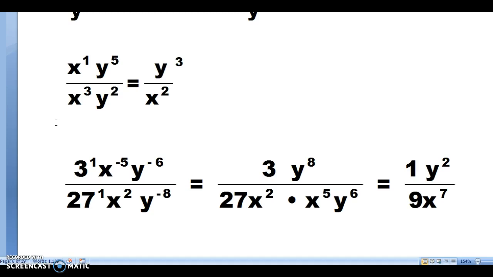The other way that we can do this problem is to subtract the exponent on the bottom from the one on top. So it would be x to the minus 5th minus 2, which would be x to the minus 7th. And we would have y to the minus 6 minus a minus 8. That would make the minus 8 be a plus 8, so it would end up being x to the minus 7, y to the 2nd power. Again, we could leave it like that, with x to the minus 7, y to the 2nd divided by 9. That would be an alternative way to work that problem.